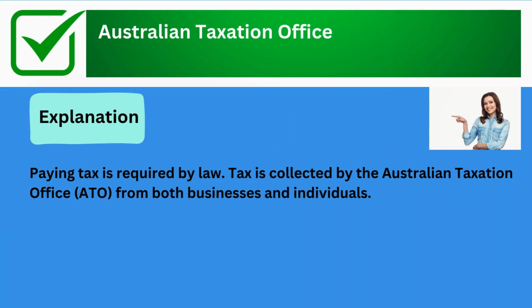The correct answer is Australian Taxation Office. Explanation: paying tax is required by law. Tax is collected by the Australian Taxation Office from both businesses and individuals.